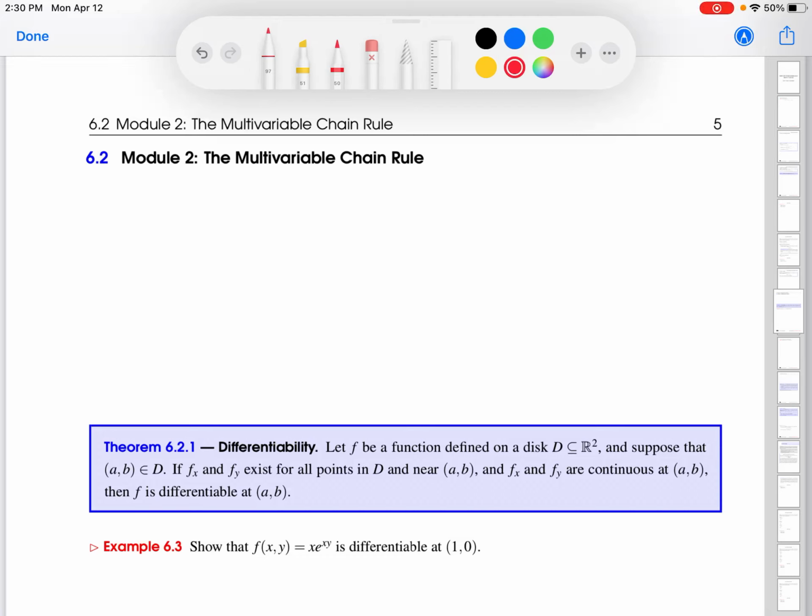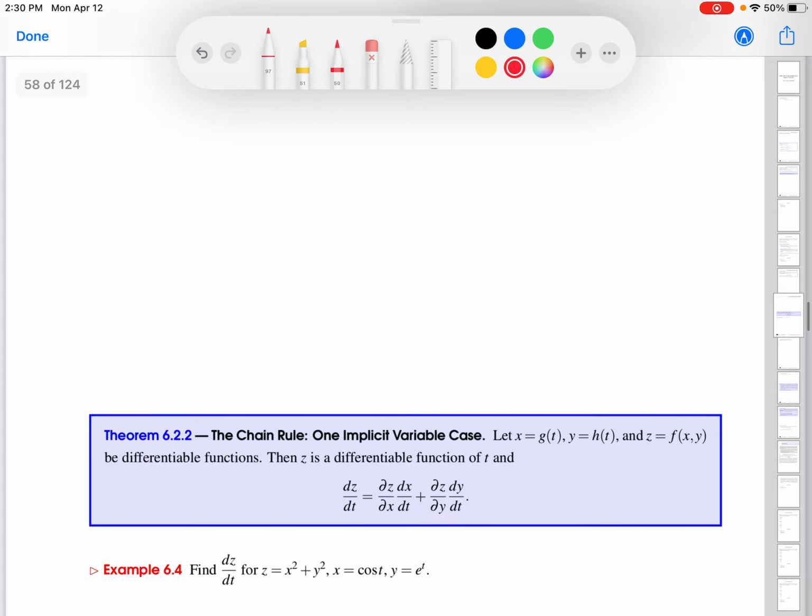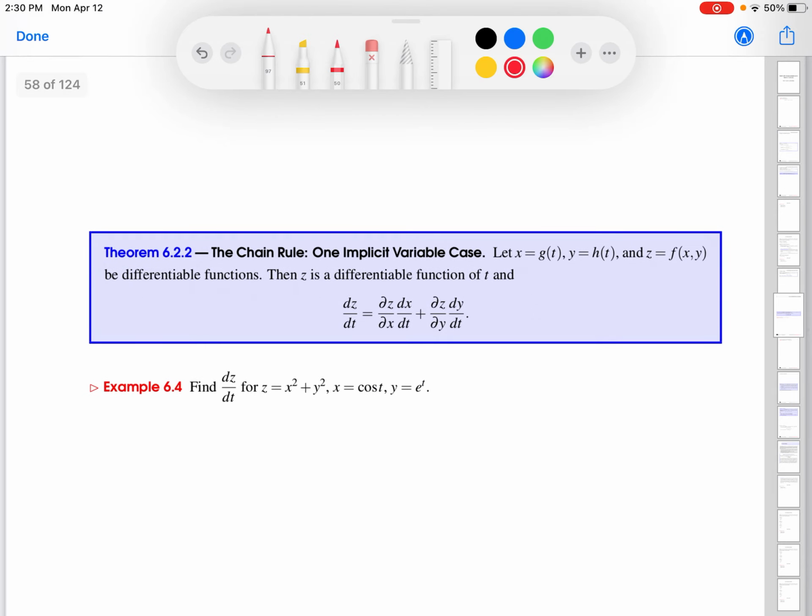Hi, this is Professor Fernandez, and we are going to talk in this video about Module 2 in Lesson 6. We will spend the video talking about the multivariable chain rule. So let me just scroll down really quick to the actual statement of the multivariable chain rule, what I will refer to as the one implicit variable case.